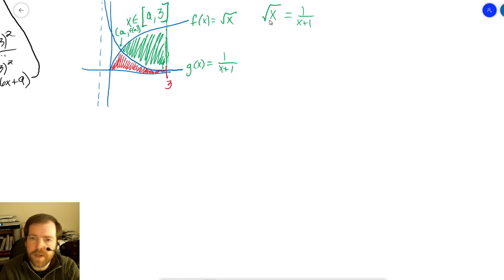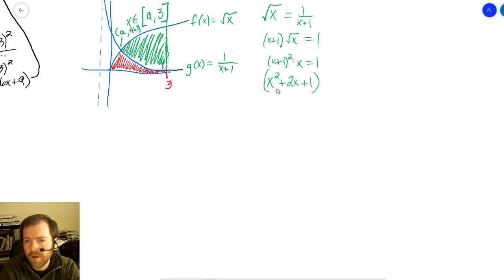We're going to move this back over the other side, so it's now x plus 1 times the square root of x equals 1. Square both sides. This is now going to be x plus 1 squared times x equals 1. All right, much nicer. This is now going to be x squared plus 2x plus 1 times x equals 1. X cubed plus 2x squared plus x minus 1 equals 0.